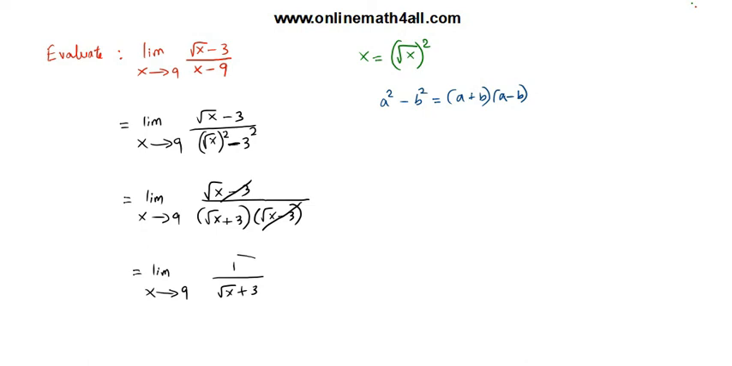Now we can apply the limit x tends to 9, that is, we can substitute 9 for x into this function. Then we get 1 over square root of 9 plus 3. The value of square root of 9 is just 3. So 3 plus 3, which is equal to 1 over 6. So we have evaluated the given limit, and it is equal to 1 over 6.